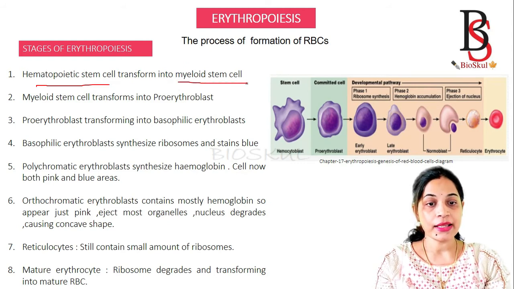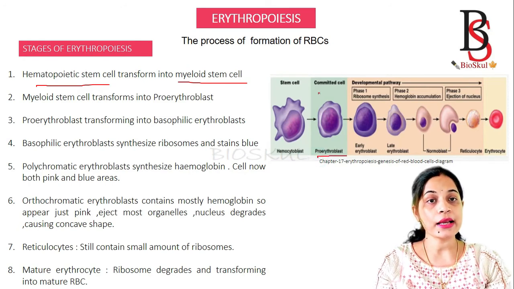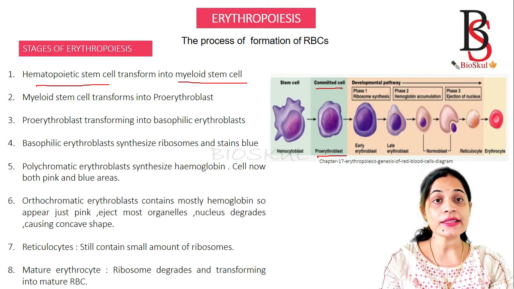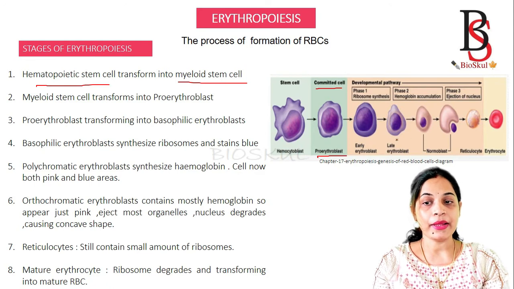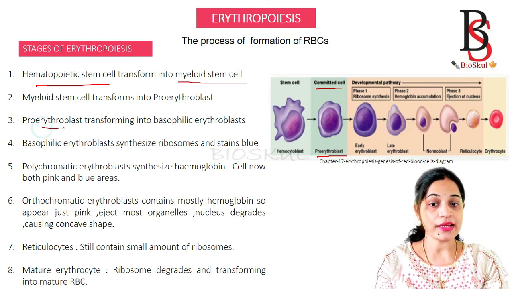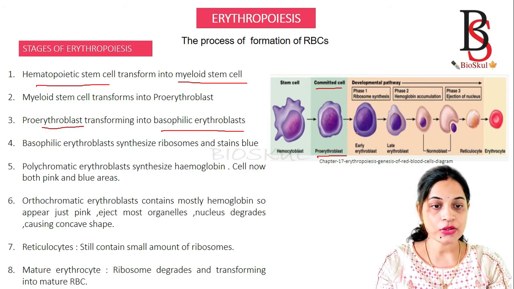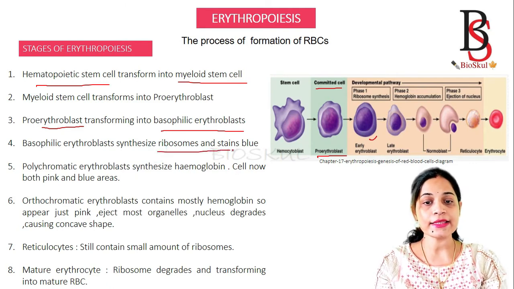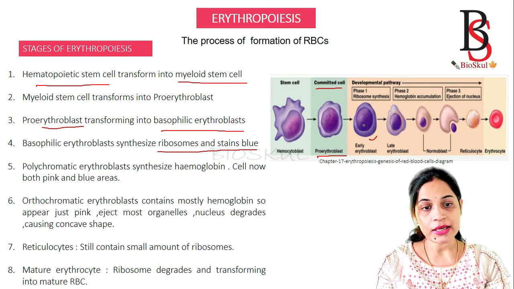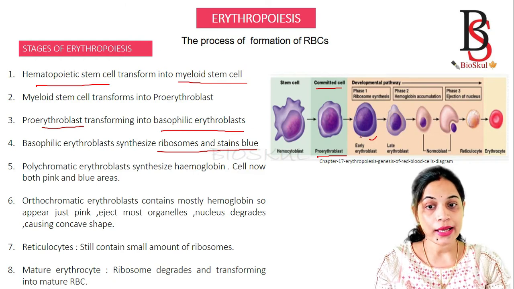The myeloid stem cell then transforms into the proerythroblast. The proerythroblast is a committed cell, meaning it is committed to form the red blood cell. The proerythroblast transforms into the basophilic erythroblast. The basophilic erythroblast synthesizes ribosomes and stains blue in color. You can see it looks blue. So this one is the basophilic erythroblast.